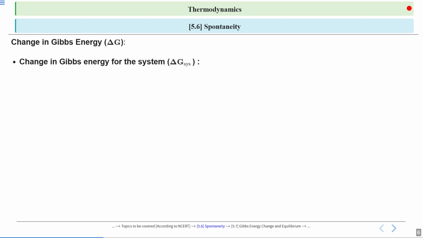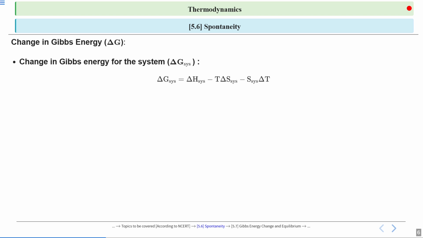Now moving on to the change of Gibbs free energy for the system, we can write it as delta G equals delta H system minus T delta S system, then we have S system delta T. So basically it's a type of differentiation if you see. In the first part we are keeping T constant and differentiating the entropy. In the second part we are keeping the entropy constant and differentiating the temperature.